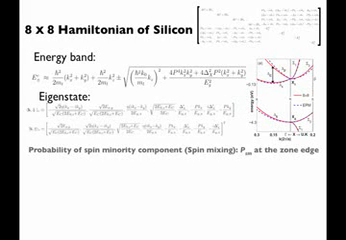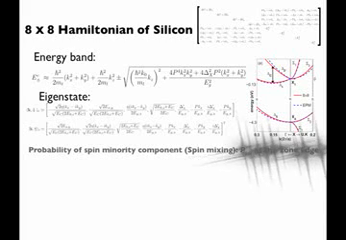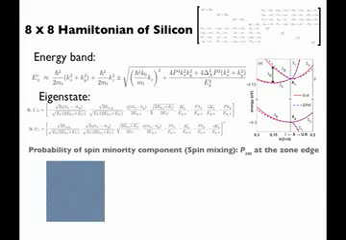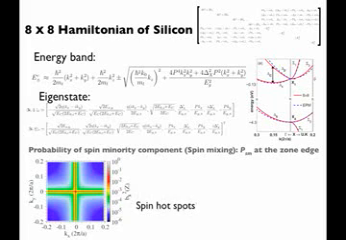These 8 by 1 vectors look complicated at first glance, but please don't go into the details of these A terms. Rather, I will just use them to calculate the so-called spin mixing, which is the total probability of the spin minority components. So first of all, let's take a look at the facet of the Brillouin zone, where the spin mixing was calculated numerically by these authors.